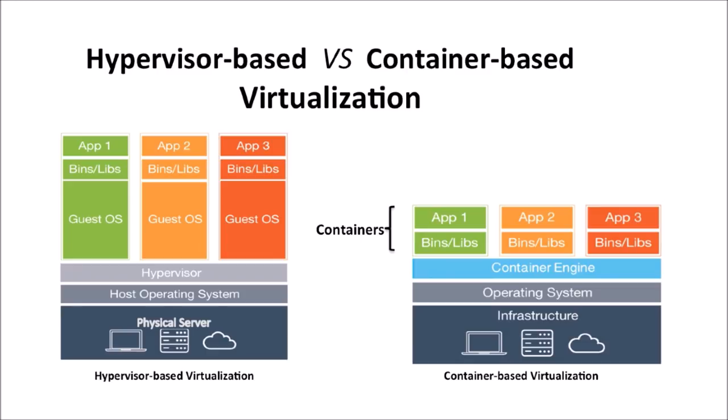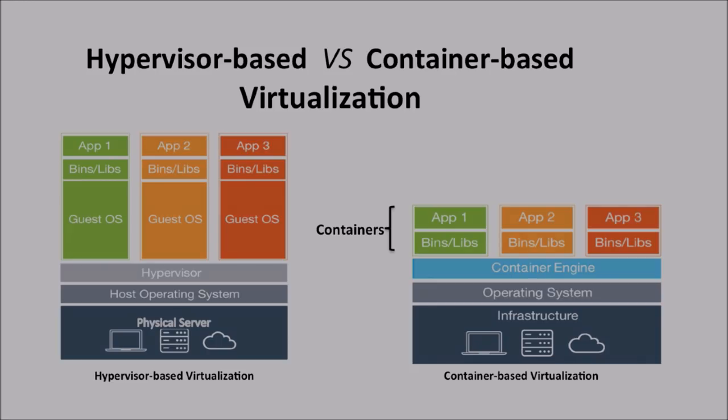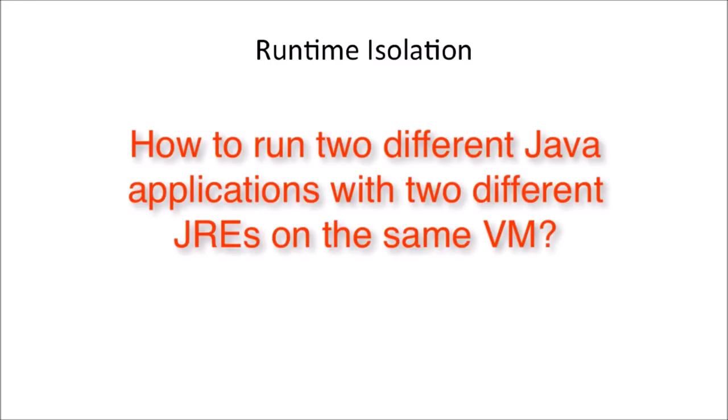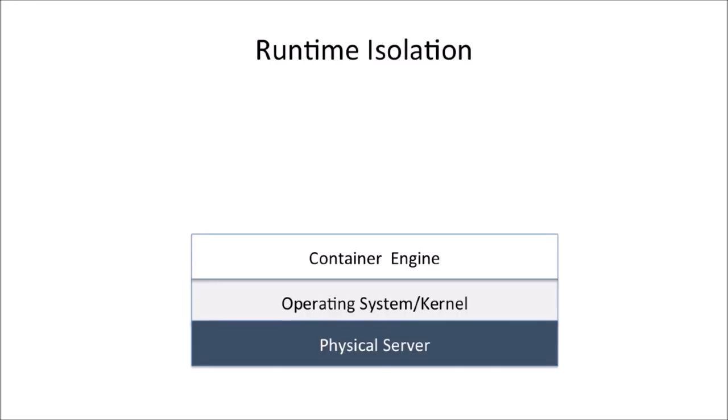You might want to ask, what do we gain by running those applications in different containers? Why can't we just run all applications in a single VM? This comes from the nature of isolation. As you know, most applications depend on various third-party libraries. Let's say we want to run two Java applications with two different JREs. This is going to be quite challenging if you want to run those two applications in the same VM without introducing any conflicts. By leveraging containers, we can easily isolate the two runtime environments.